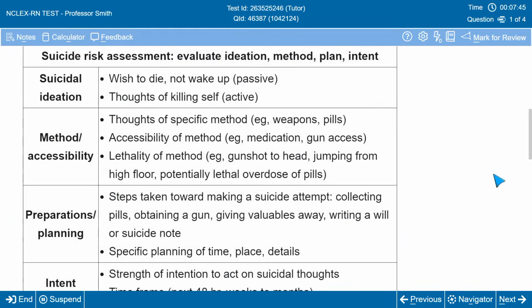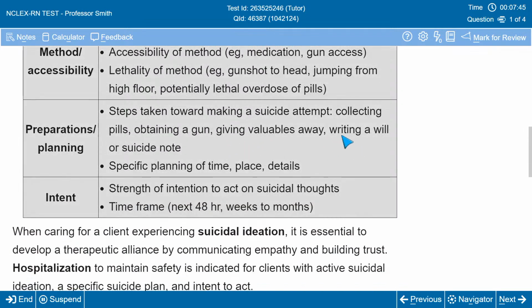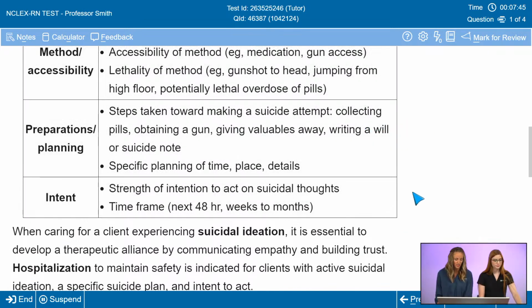Next, we're going to look at our table. This table will give us a good picture of what to look for in a client who is suicidal and things that are important to pay attention to. For a suicide risk assessment, it's important to evaluate for ideation, a method, plan, and intent. Suicidal ideation is thoughts of wishing to kill oneself. A method is the method that they might have chosen to use. A plan is the steps that might have been taken in order to fulfill this plan. And intent is how strong the thoughts have been.